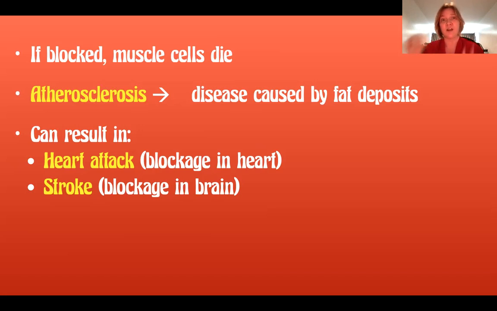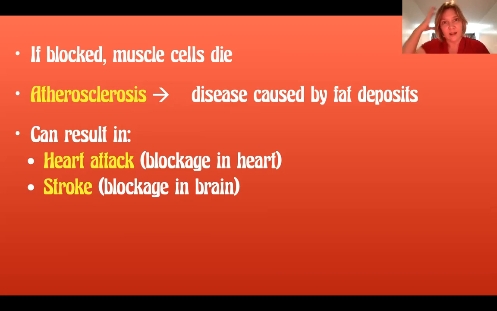Now, which side of the brain the blockage is on, how much blockage there was, where the blockage occurs, and how long the brain was deprived of oxygen after that blockage will determine the severity of the effects.